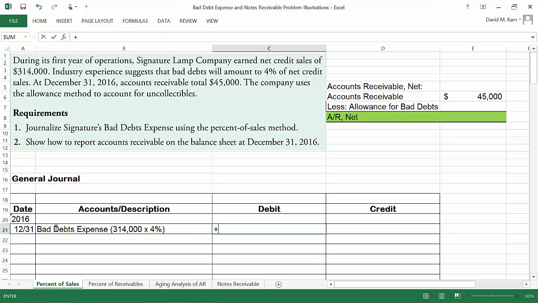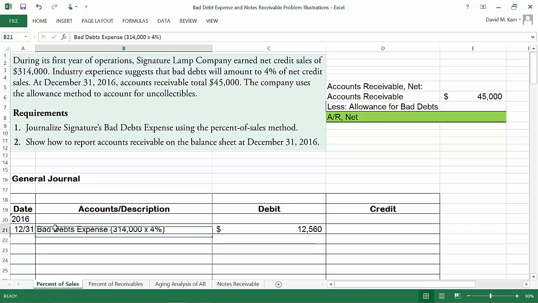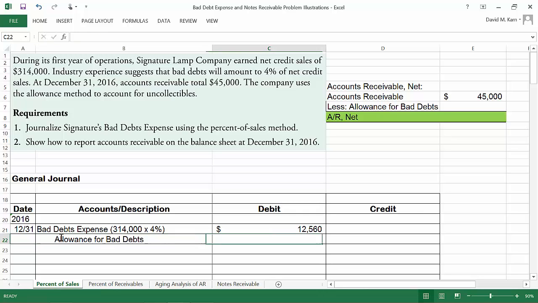So to get that number, we'll just do that here in Excel. 314,000 times 0.04, and we get 12,560. And then that's what we will also have to credit to allowance for bad debt, $12,560. Okay, so that's the only thing you have to do for requirement 1. That is the adjusting entry in the journal for that.